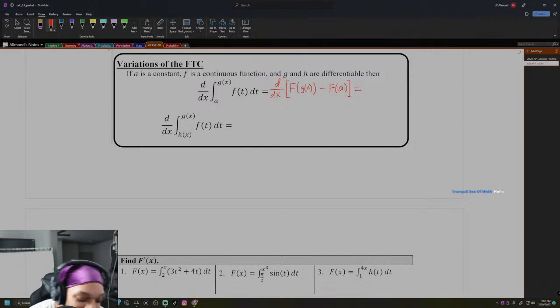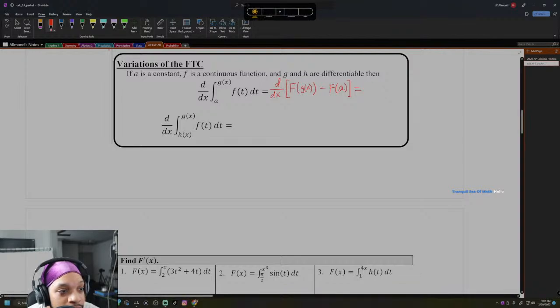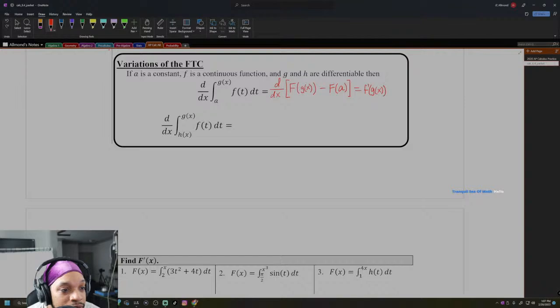What does that sound like? We learned that in what? September, October? Chain rule. So, what does chain rule say? You multiply the function times the derivative of the inside, and you keep the inside the same, times the derivative of the inside.